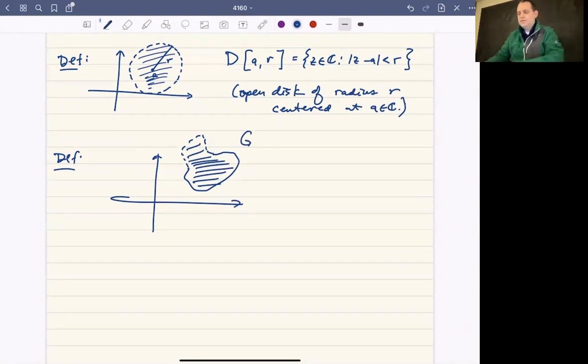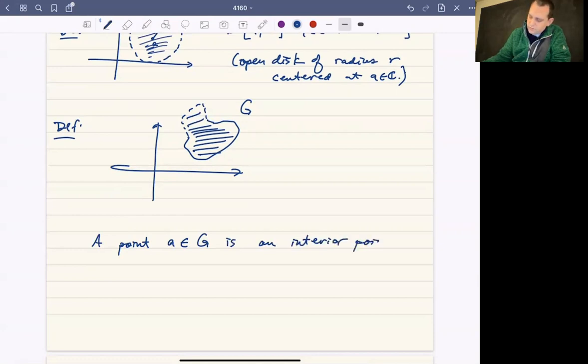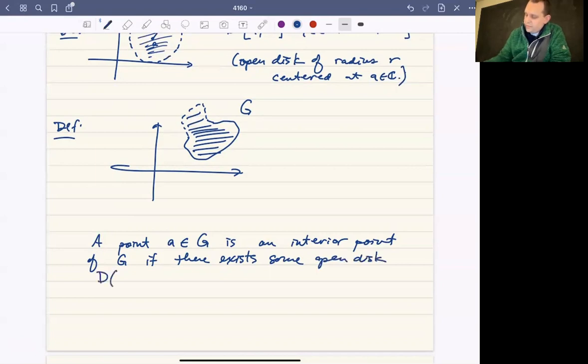And so if we're thinking about different points of G or different points of the complex numbers, we say that a point, and I'm going to follow the book's notation here, a point A in G is an interior point of G if there exists some open disk, let's call it D(A, epsilon) or D(A, R), if there exists some open disk that's a subset of G.